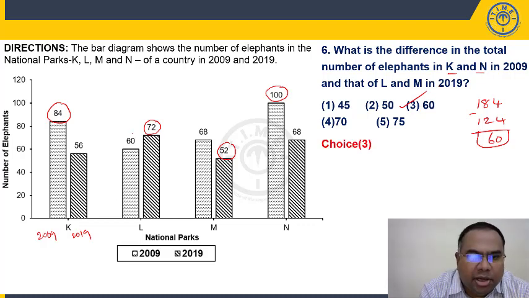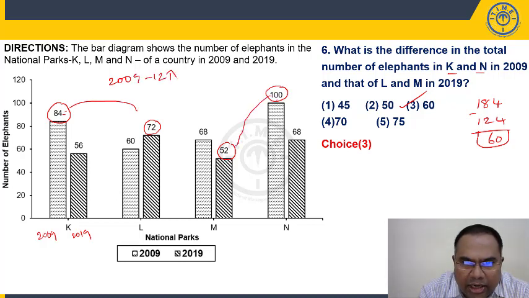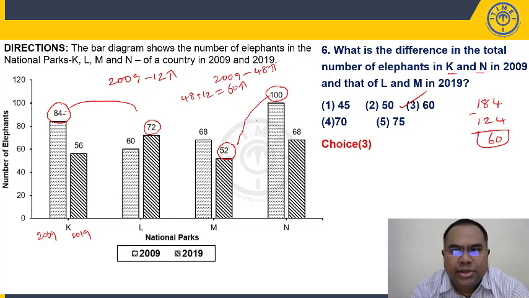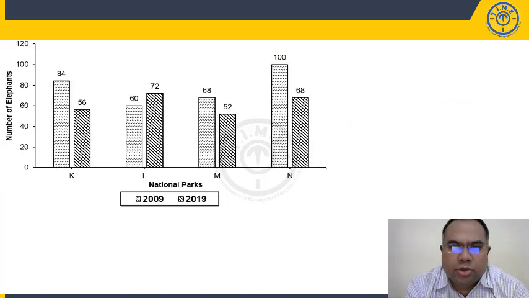Now I can also compare like this, right? So we have to subtract 2019 from 2009. So 84, 72. If I compare these two, 2009 is 12 more. You compare these two, 152, 2009 is 48 more. So 48 more plus 12 more, 48 plus 12, I can say 60 more. Instead of adding and subtracting, I can do this. Choice 3. Okay. Next question on your screen, students.